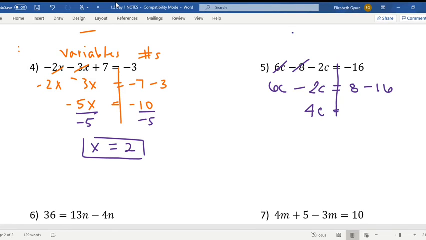Lynn, 8 minus 16 is going to give you? Negative 8. Good. Well, now you know. So divide by 4 and you should get negative 2. Good job. Oh, okay. Yeah, just be careful with your signs.